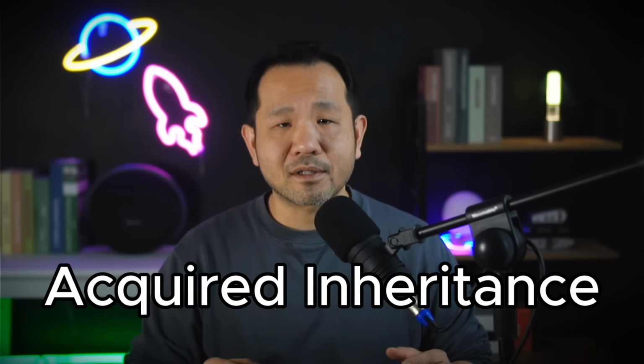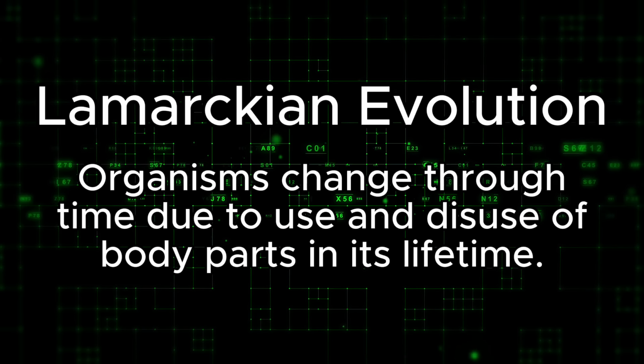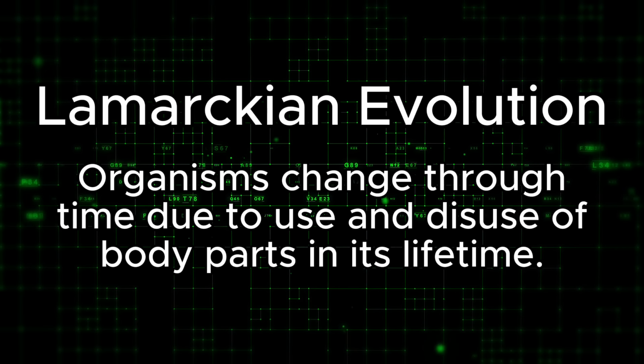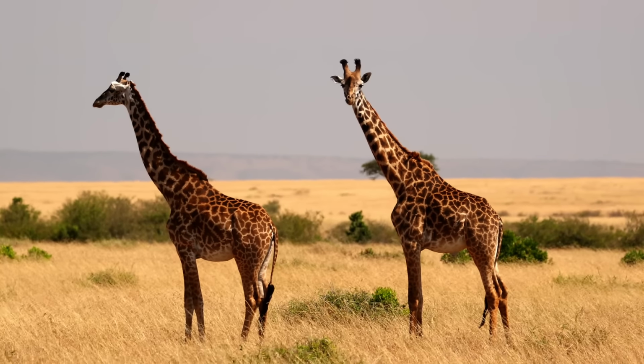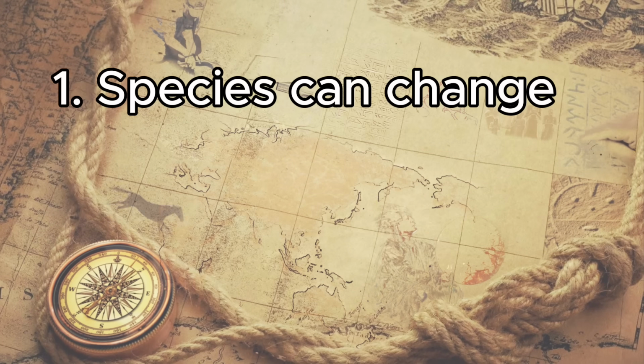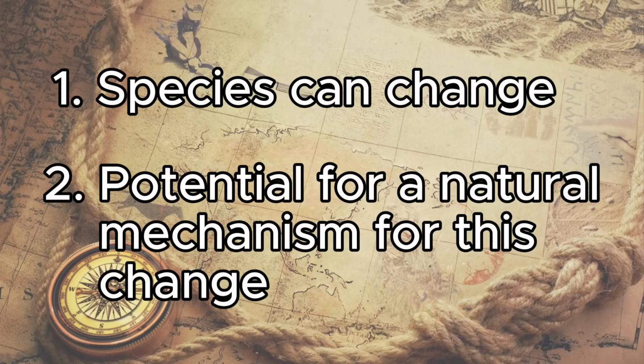Just to put it out there, Lamarck was wrong, but what he tried to do is so important. Lamarck tried to explain how species could change through naturalistic mechanisms rather than supernatural ones or ones directed by mankind, like in the case of artificial selection, which we had become pretty good at by this point. In his theory of acquired inheritance, often called Lamarckian evolution, he proposed that organisms change through time due to use and disuse of body parts in their lifetime. For instance, a giraffe that stretched its neck throughout its life to reach a higher leaf on a tree would give birth to giraffes with slightly longer necks. While it isn't true that what happens in your lifetime can impact your offspring, Lamarck's proposal began seeding ideas among scientists that, first, species could change, and second, there potentially existed a natural mechanism that could explain how that change occurred.